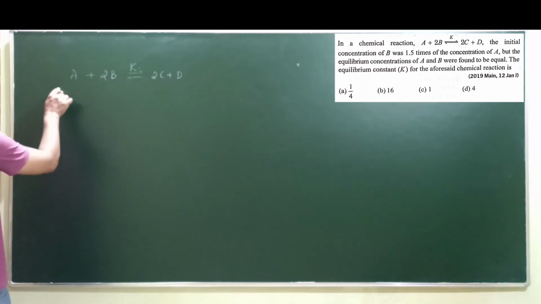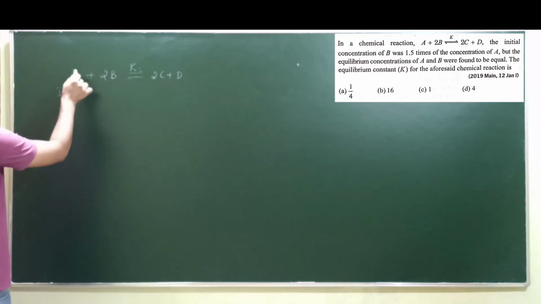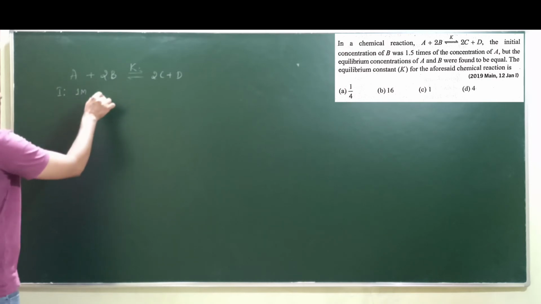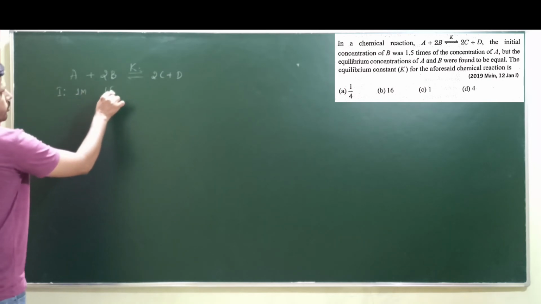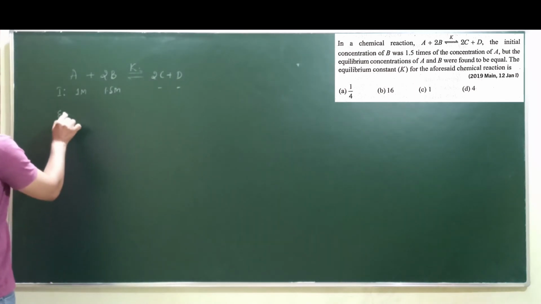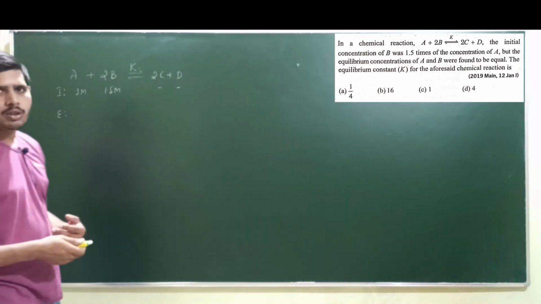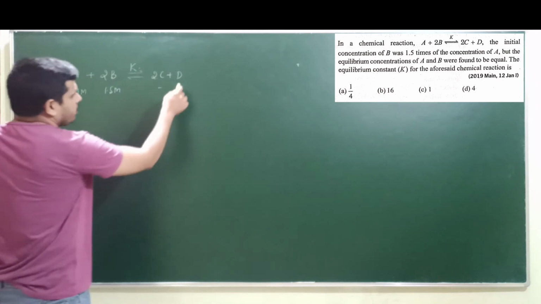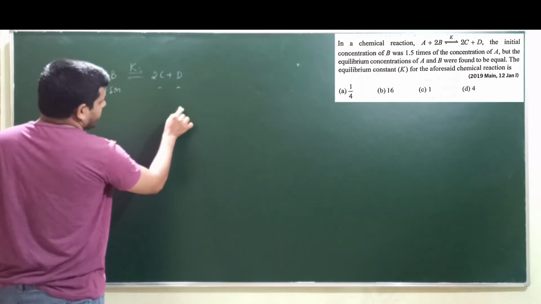So what we do, we write the initial condition. Initially let the concentration of A be 1 molar. I will take it as 1 molar. Then what will be B? 1.5 molar. No products. Under the equilibrium stage, what happens? Let X molar solution get reacted, therefore the product formed will be, I'll write D as X molar.